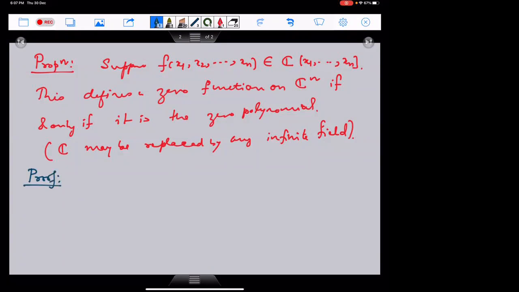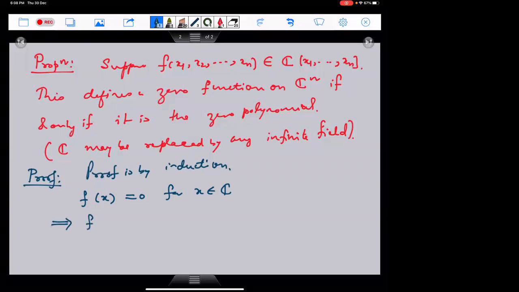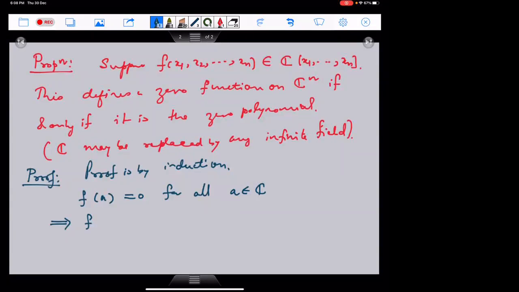The proof is by induction. I have one variable now: f(x) equals zero for x coming from C. Maybe I replace this x by another symbol because x is my variable. So I'll say f(a) equals zero for all a belonging to C. Can I say that f(x) is zero identically? Anybody? Please comment. Yes, sir, because for all a belonging to C we have this. So why should f be identically zero?